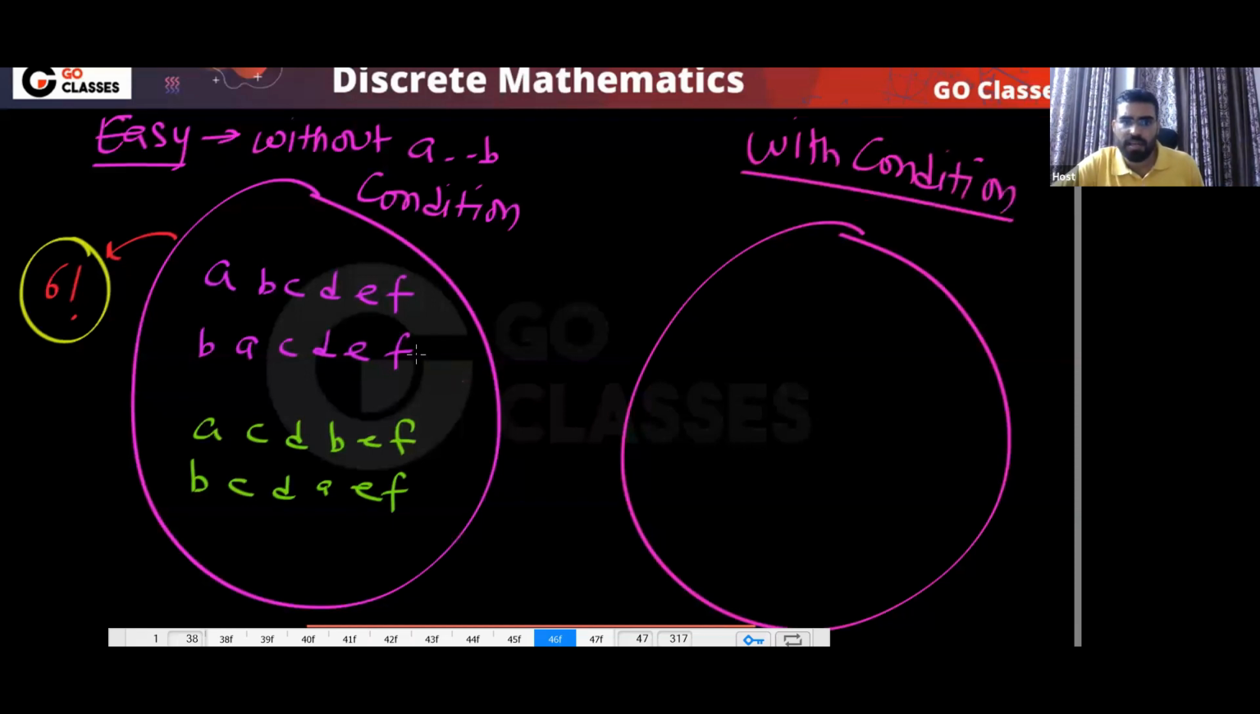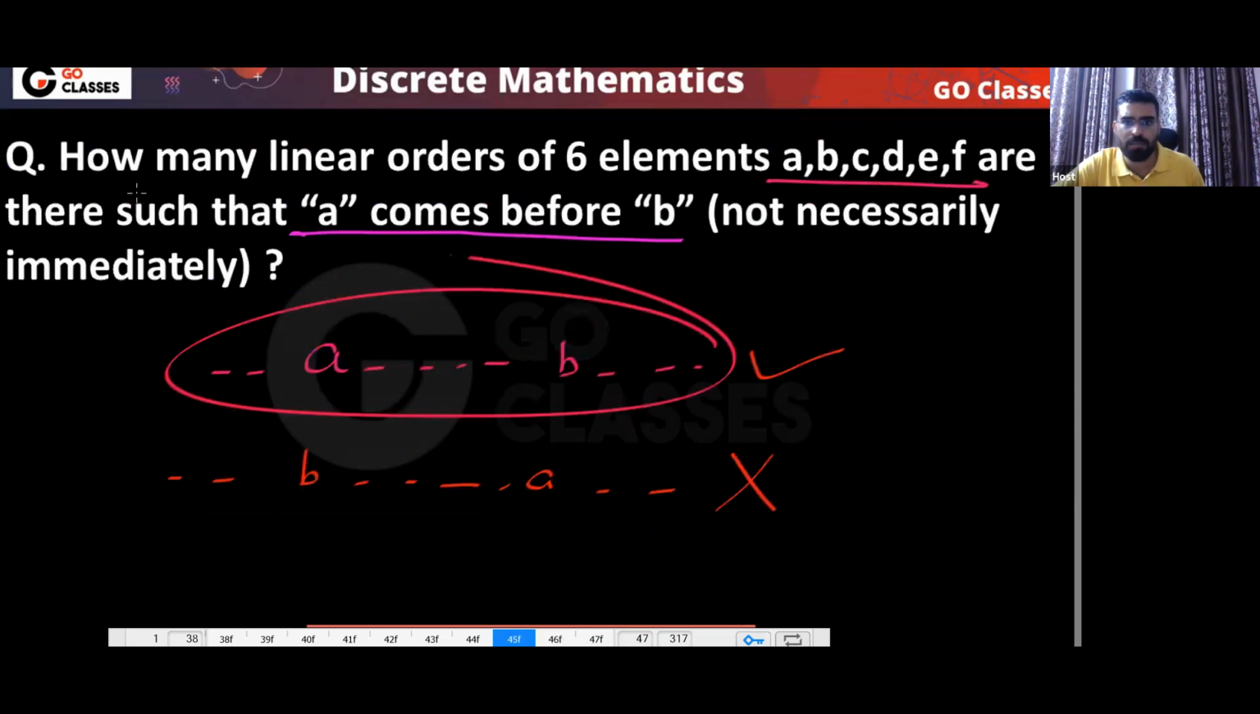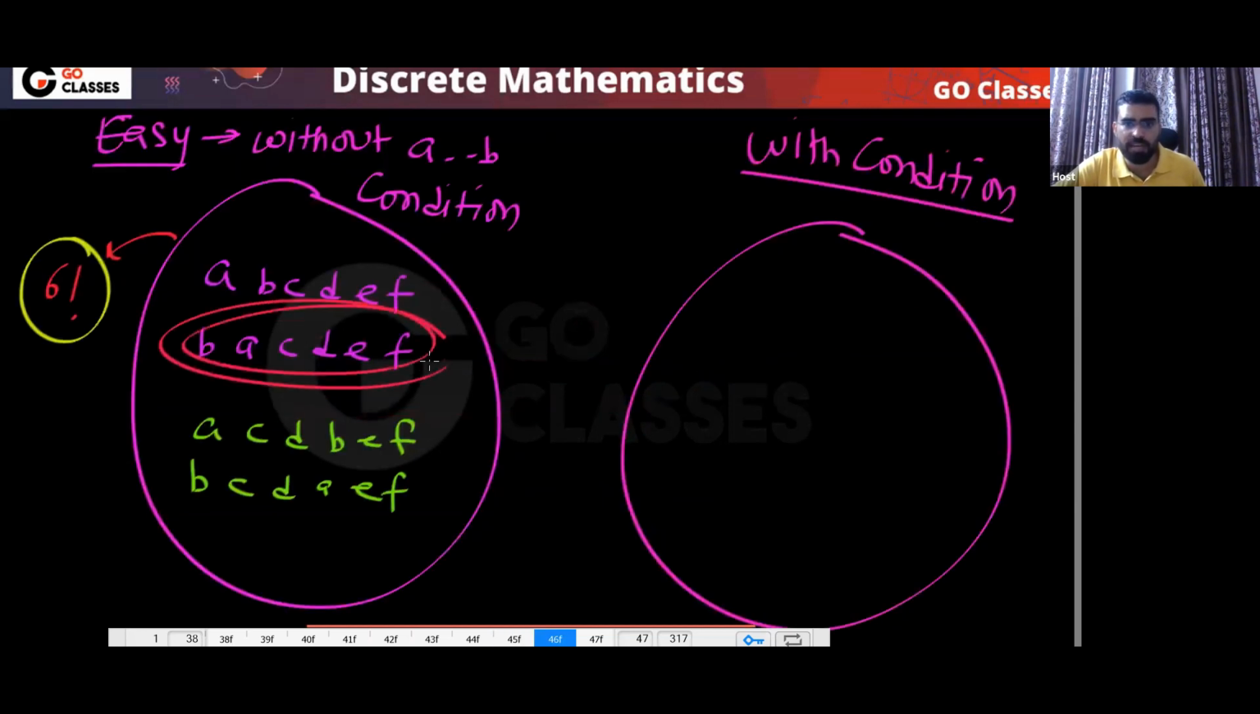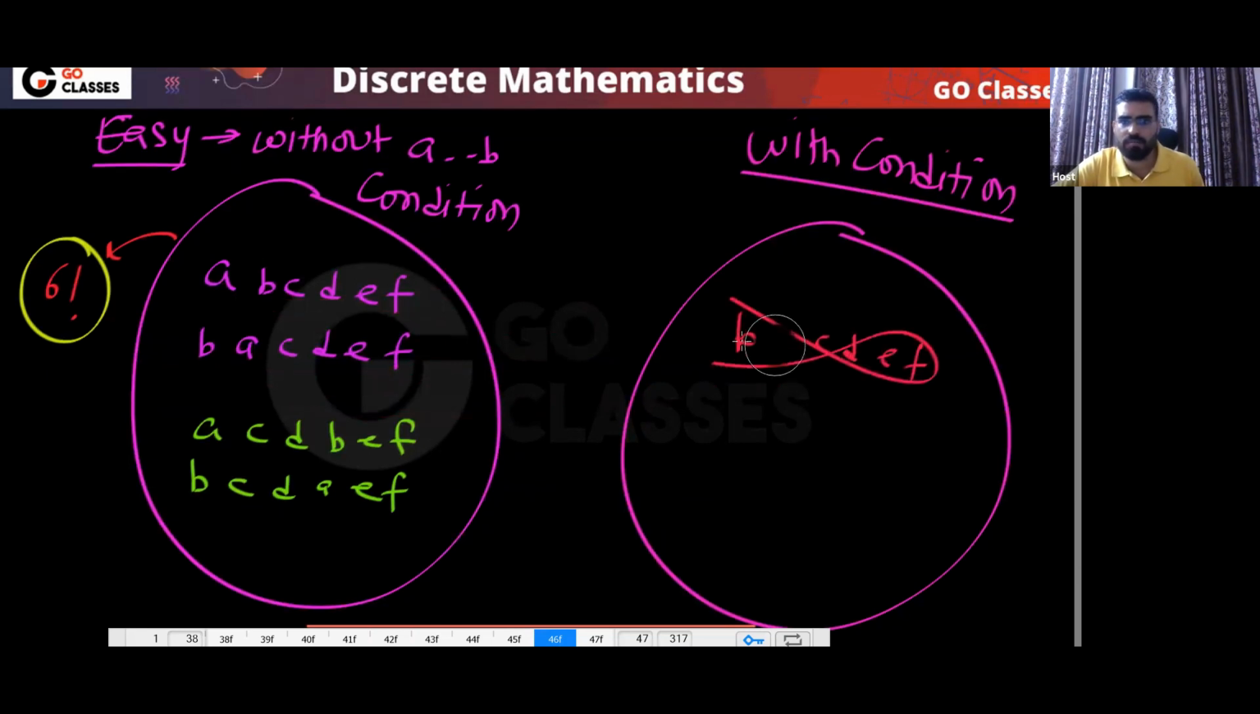With this condition, can you have this? Tell me, can you have this arrangement here? No, because remember, A should come before B. So this arrangement we cannot have here. I cannot have this with condition, because A should be before B. So with condition, this is fine. For example, I can have A, B, C, D, E, F, but I cannot have this.